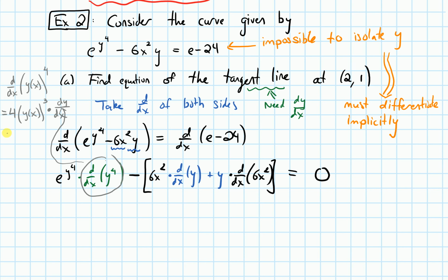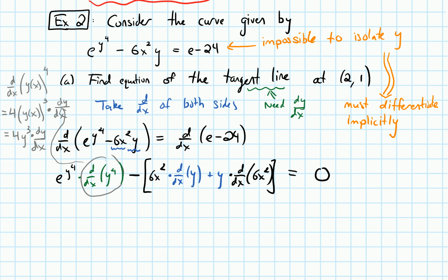Okay, and if I just simplify this, if I just rewrite the y of x as y, this is 4y cubed dy/dx. So the derivative, d/dx of y to the fourth, ends up just being 4y cubed times dy/dx.